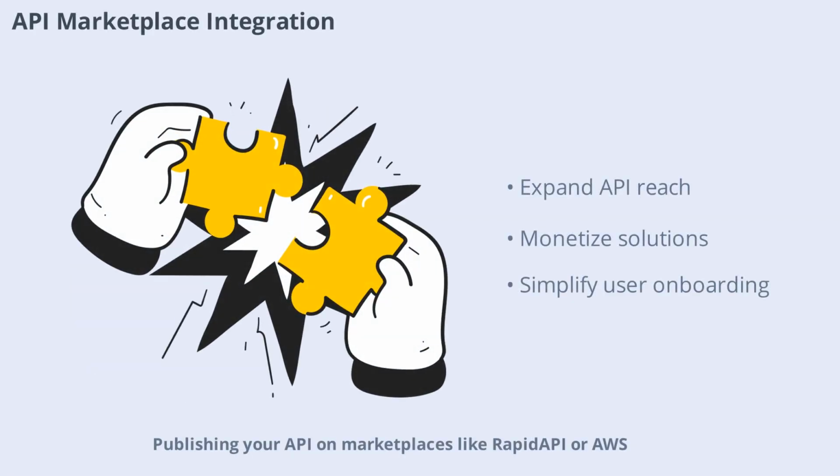Publishing your API on marketplaces like RapidAPI or AWS Marketplace can expand your reach and attract new users. These platforms handle billing, access control, and discovery, making it easier to monetize your data science solutions. Marketplace integration is a great way to scale your impact.